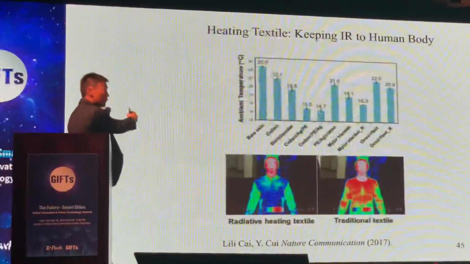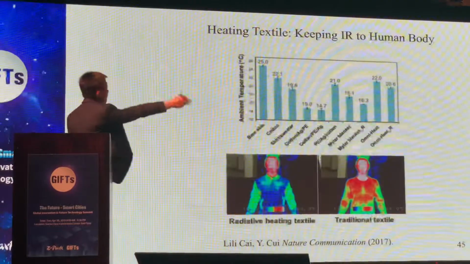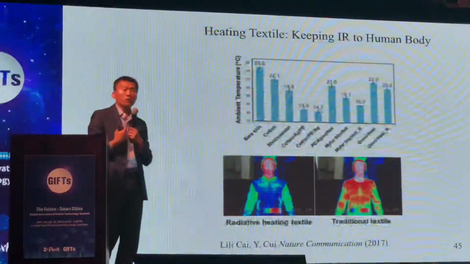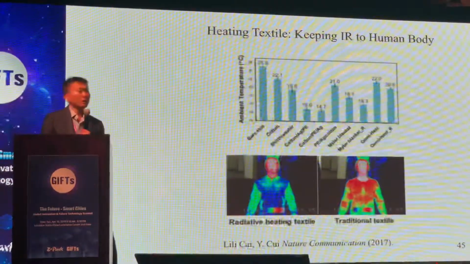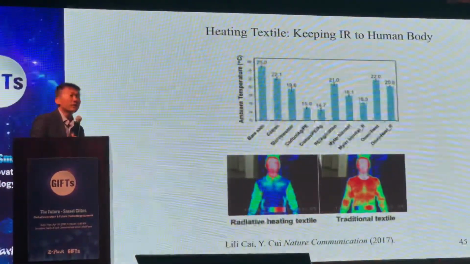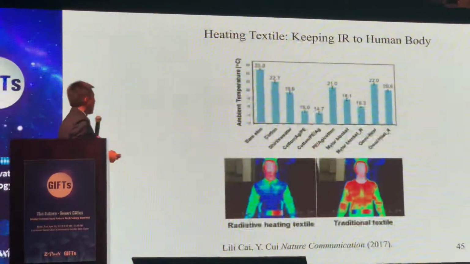It has the best warming effect on the left-hand side. The right-hand side is the traditional textile. You can see the body is the red color, it's actually very hot. You are really leaking out a lot of heat right there. So we have the best warming textile so far.